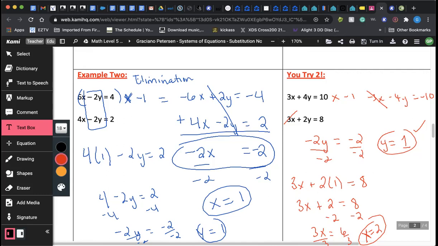All right, so elimination should be a preferred method, then substitution. And then one of the other ways to solve a system of equations is to use graphing. So you can solve a system of equations by graphing. And I will show you that right now.